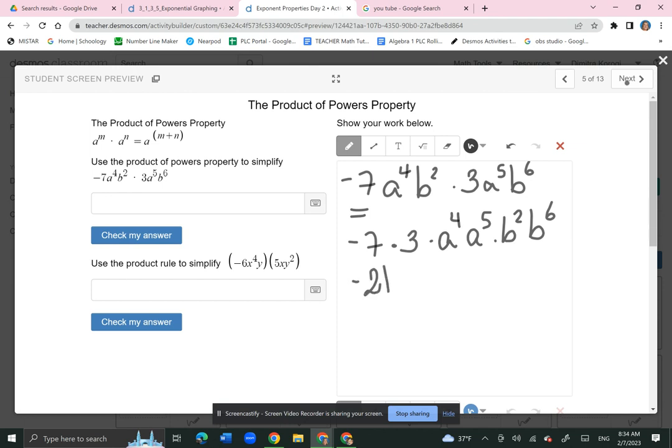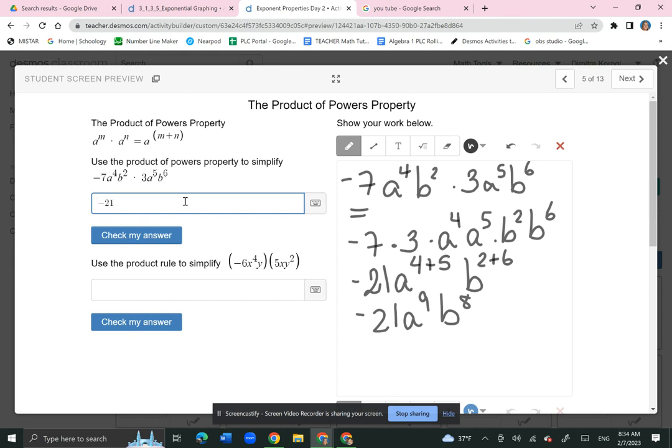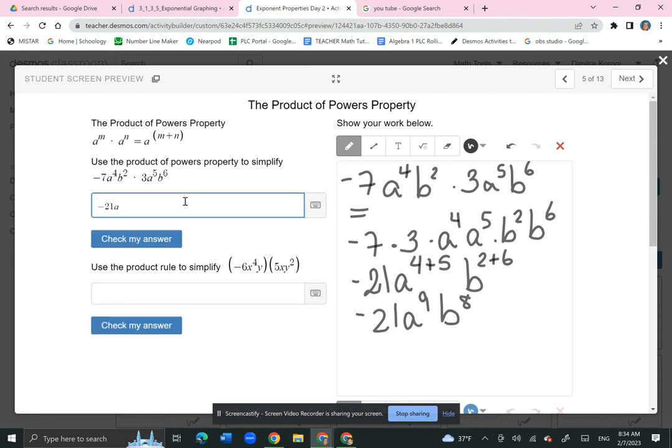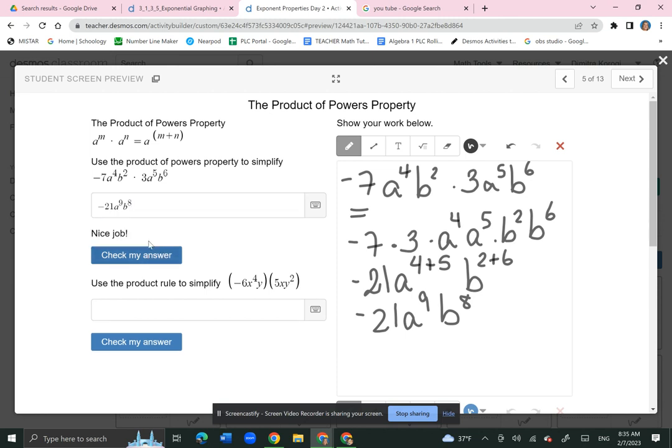But then I'm going to add the exponents when I'm multiplying a raised to the power of 4 times a raised to the power of 5 is a raised to the power of 4 plus 5, and then b raised to the power of 2 plus 6. And then I'll simplify. So negative 21a raised to the power of 9 times b raised to the power of 8. So let's see. Negative 21a, shift 6, 9. And then you got to make sure that you do the right arrow key, b raised to the power of 8. Let's see if I'm right. Yes.